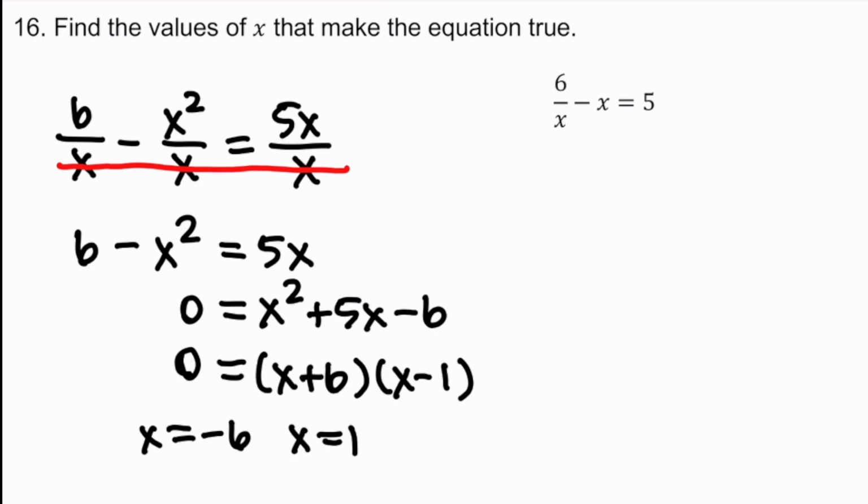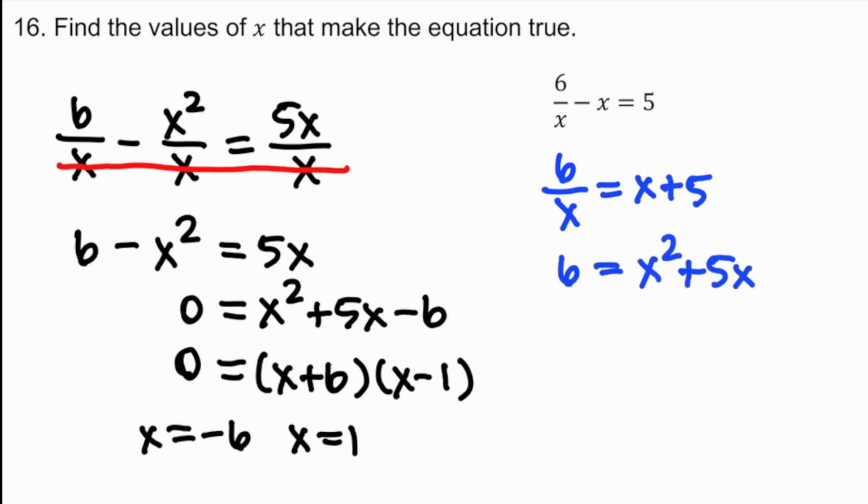I will also point out, though, that a person could have proceeded here by adding the x to both sides and saying 6 over x equals x plus 5, and then multiplying both sides of the equation by x to end up with something very similar to what we had before, right? Then that would be a perfectly valid way to go on this equation.